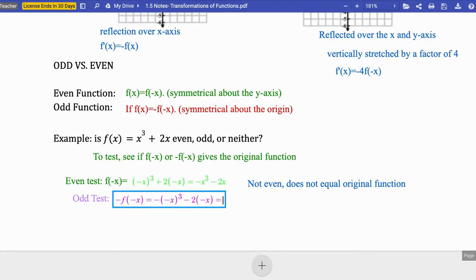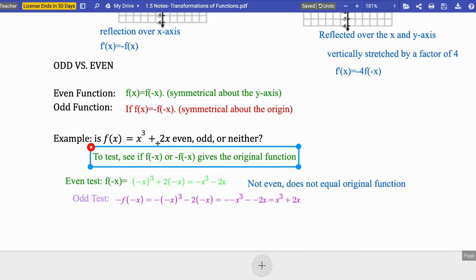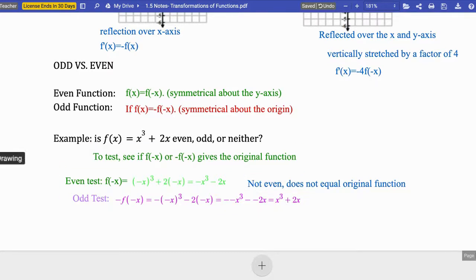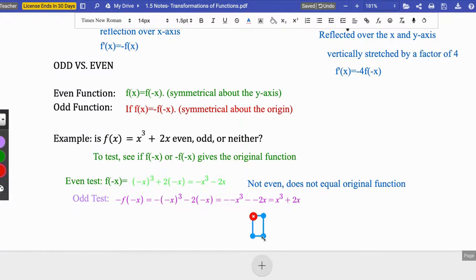Now simplifying it, this negative, negative x becomes x cubed. This becomes negative 2x, and remember, when you have a double negative like that, it's going to be positive. So then I end up with x cubed plus 2x. So this x cubed plus 2x is actually my original function. Since it's my original function, we are going to say that the function is odd. If they were not the same, then it's neither odd nor even.